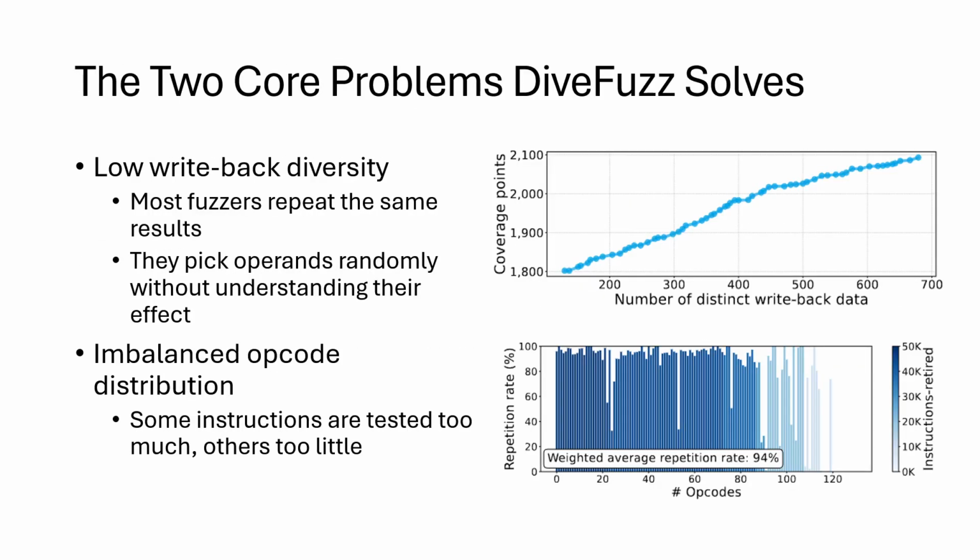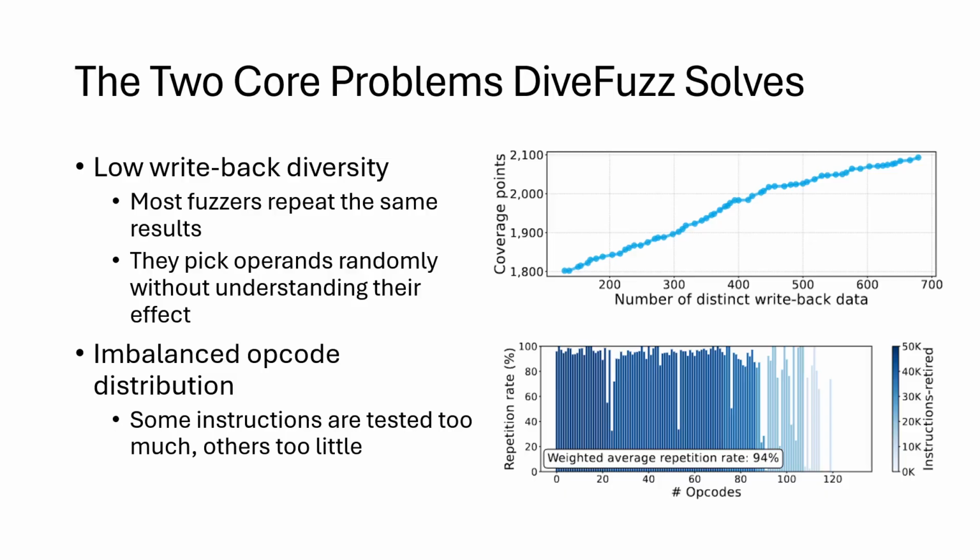Now, the two core problems that the DiveFuzz authors identified with today's CPU fuzzers are, firstly, the low write-back diversity. And what does this mean? Write-back refers to the result that gets written to a register or to memory after an instruction executes. So if I do 2 plus 2, the output of the calculator will be 4, and then this gets written to the register or to a memory.